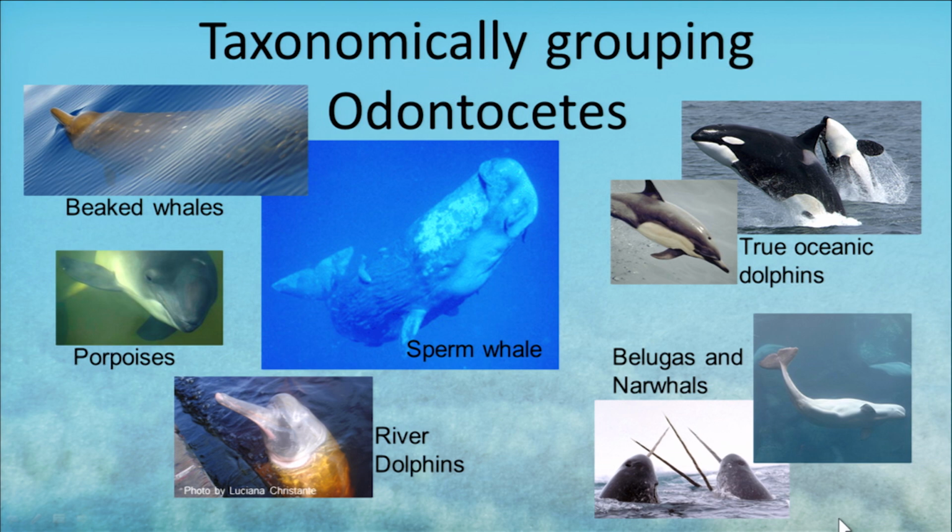As I stated earlier, there are 10 families that comprise the Odontocetes, but it's convenient to look at them as 6 groups. So the groups that we're going to look at today are true families. We're going to look at the true oceanic dolphins, we'll look at the porpoises, and finally we'll look at the beaked whales. The sperm whale, river dolphins, and beluga and narwhals will be saved for the second part of this lecture. Let's start with the family Delphinidae.